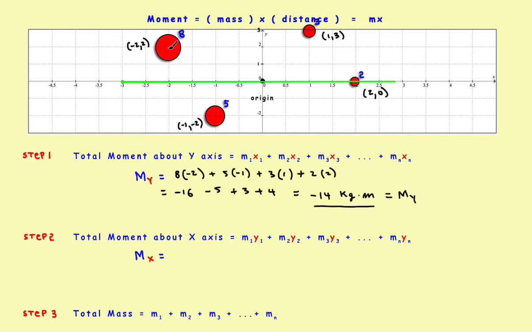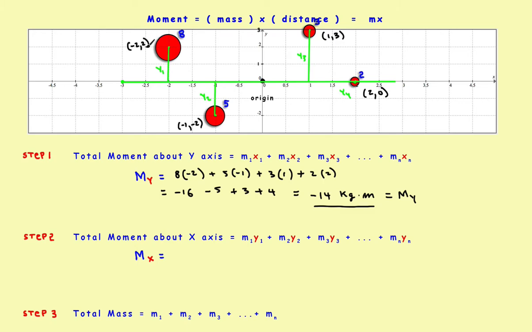So the distances are the distance from the mass to the axis. So this time it'll be this distance from here to here. In this case, it's going to be y1. So the distance from here to here, this is going to be y2. The distance from here down to here is going to be y3. And finally, this one happens to be right on the x-axis, so this is going to actually be y4, but since it doesn't have a length, it'll be 0.